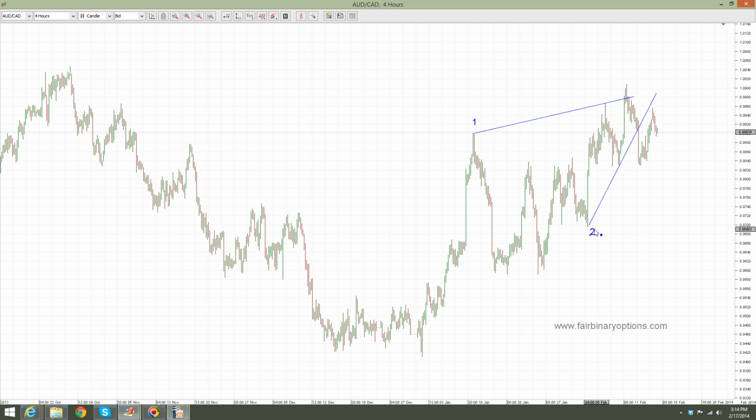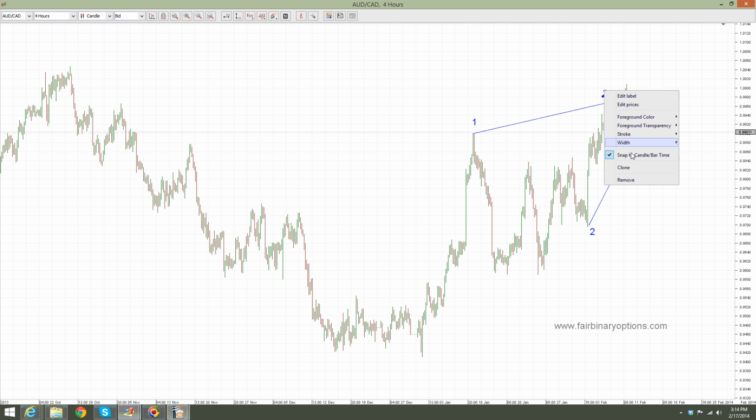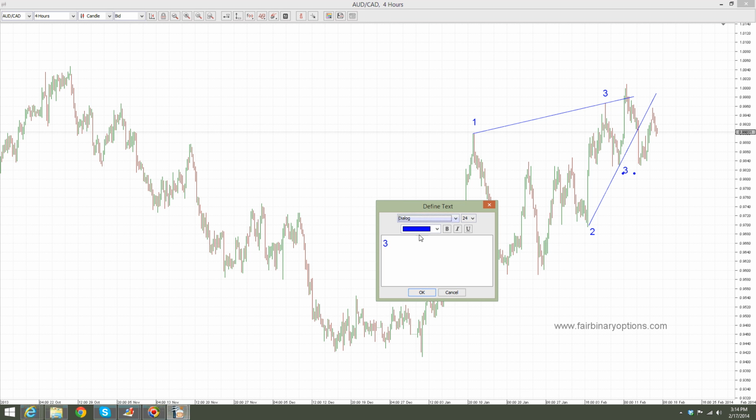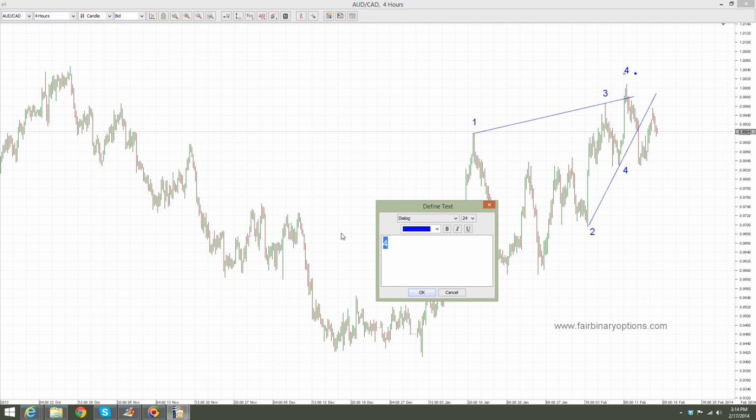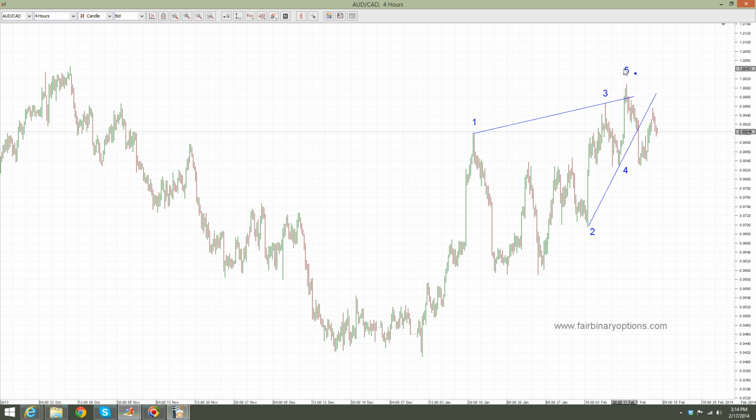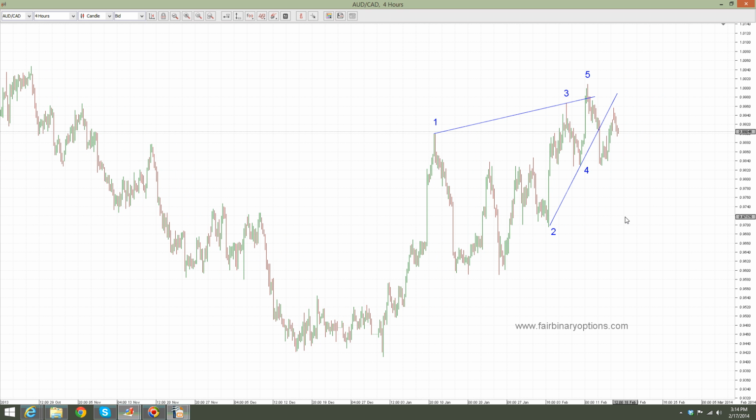And then we will have the third wave to the upside, 1, 2, 3, and then the fourth wave here to the downside, 4, and of course the fifth wave goes all the way to the upside there. So 1, 2, 3, 4, 5. This is being called the rising wedge, and we're interested now in buying put options.